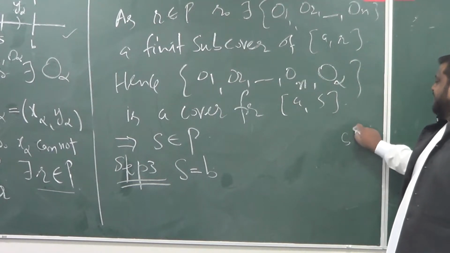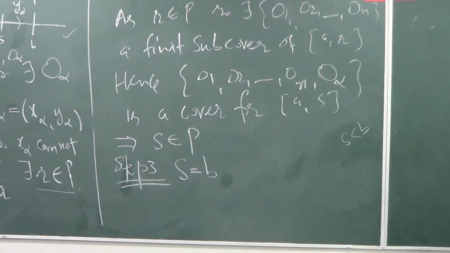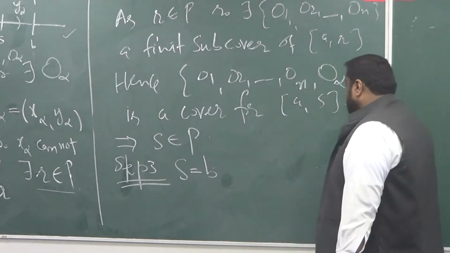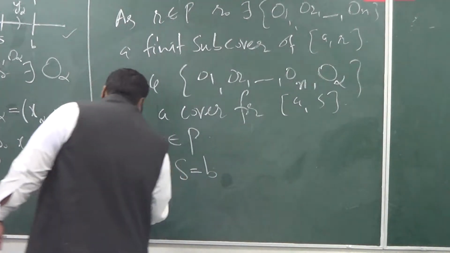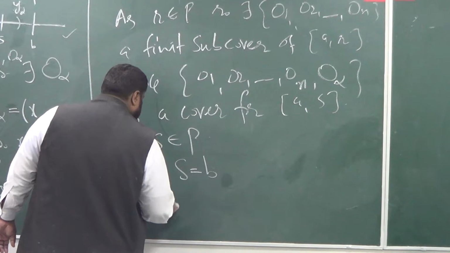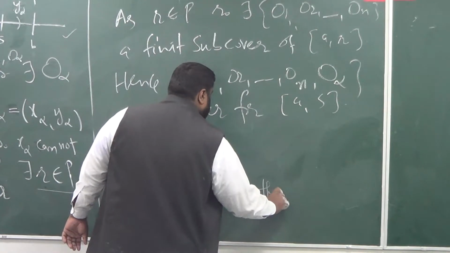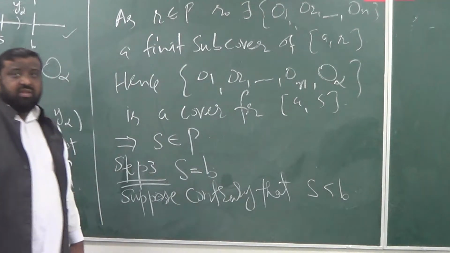And I'll prove that S less than B is going to create problems. It's going to give you contradictions. Okay? Hence, the only reasonable choice is that S must be equal to B. Okay? So let's see whether this works or not. I'm going to say suppose the contrary, suppose the contrary that S is less than B. Agree?